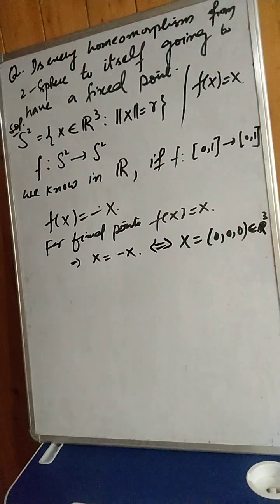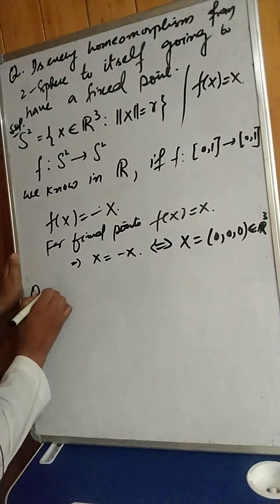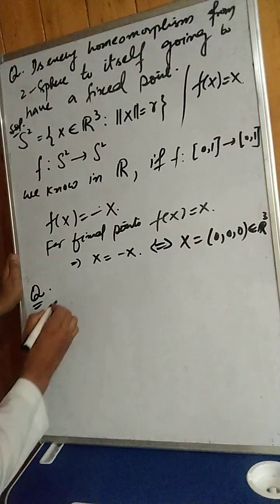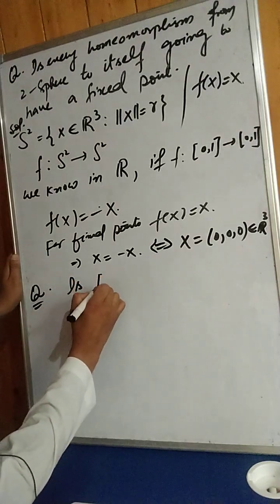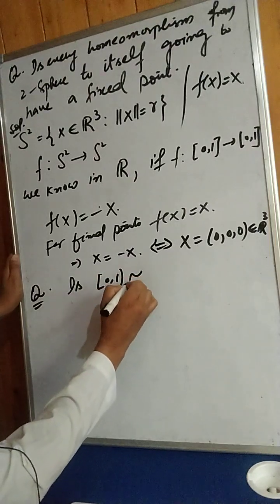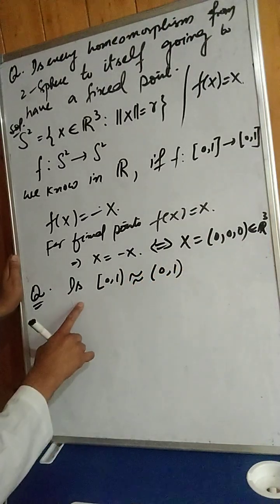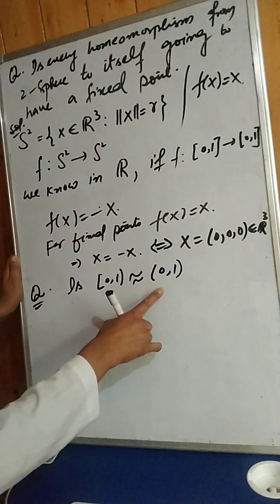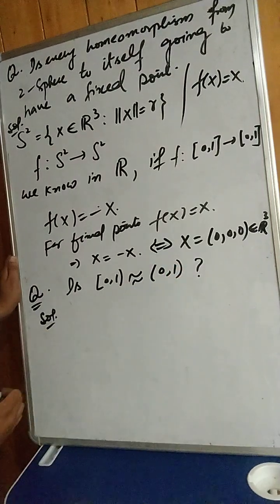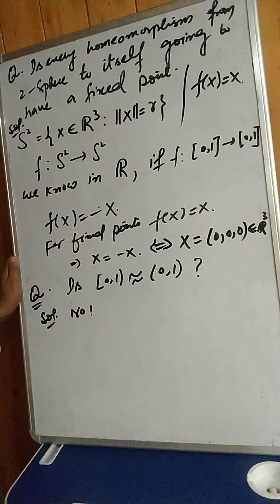Okay, my next question goes like this: is the closed interval [0,1] homeomorphic to the open interval (0,1)? Is this homeomorphic to this? The answer is no, they are not homeomorphic. What is the reason?